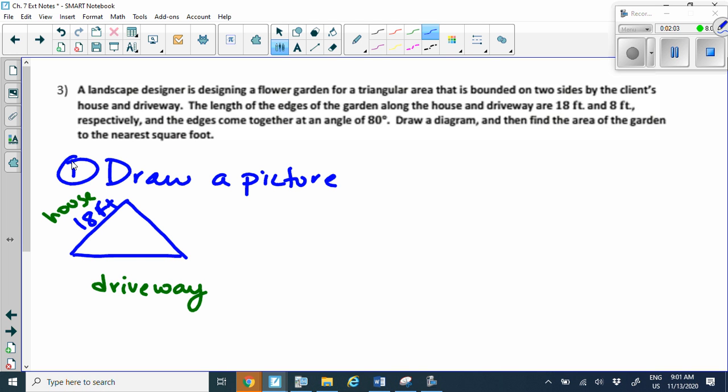remember we're talking about it being bounded, okay? So that means it's surrounding it. This is going to be 8 feet. And then the edges of these come together at an angle. So if we look at where the house and the driveway meet, that angle is going to be 80 degrees.